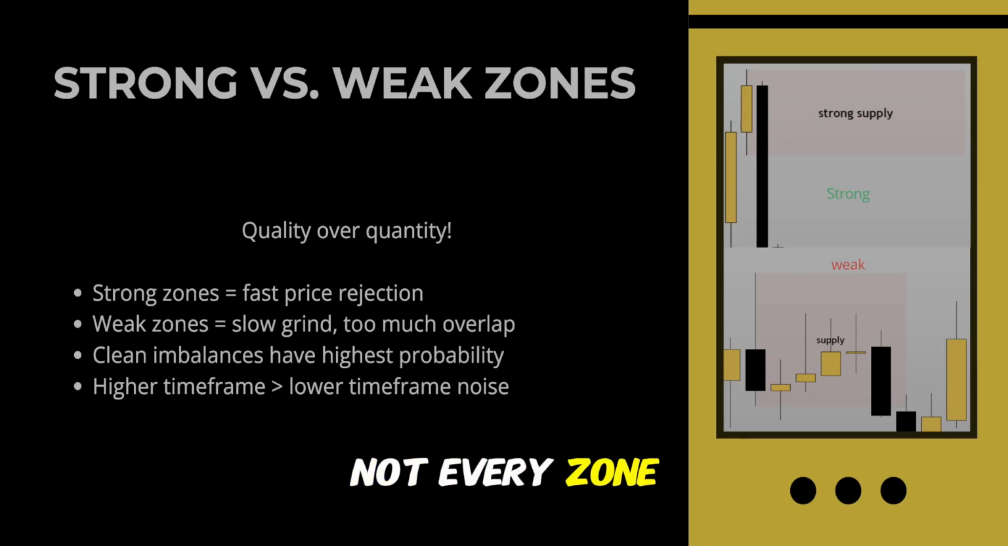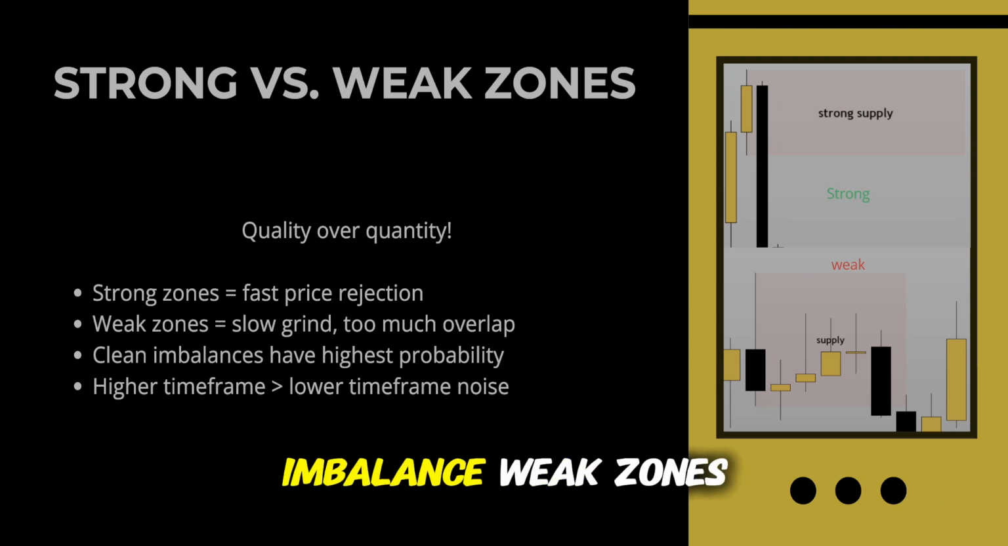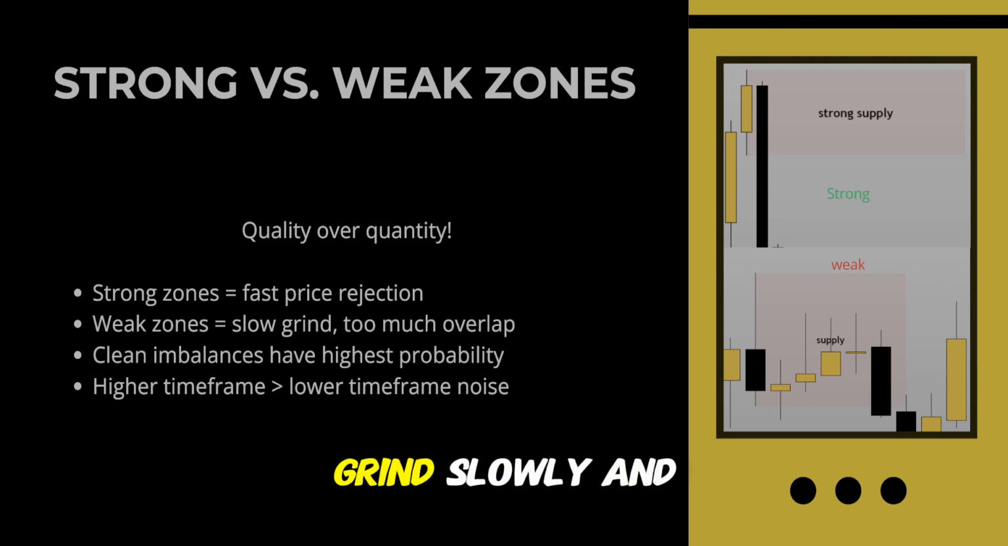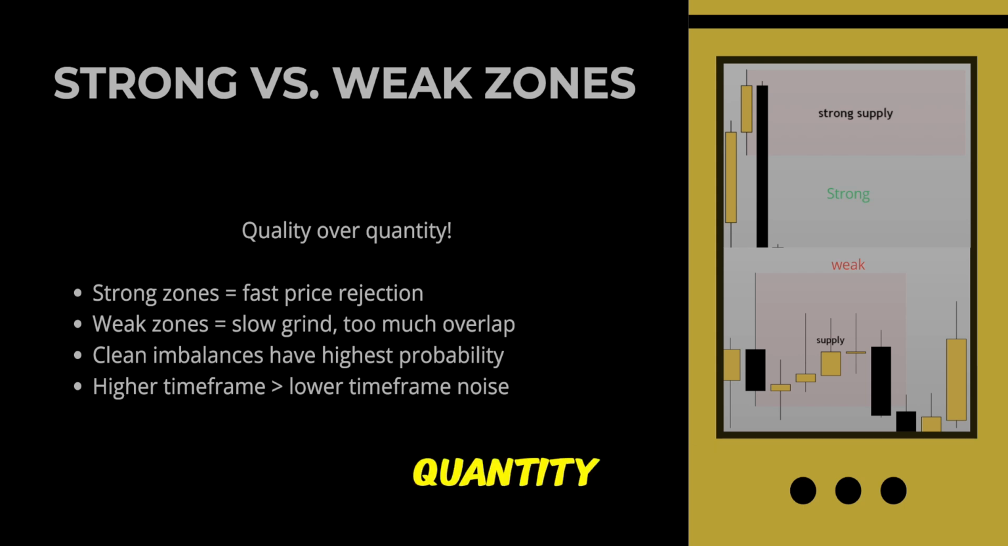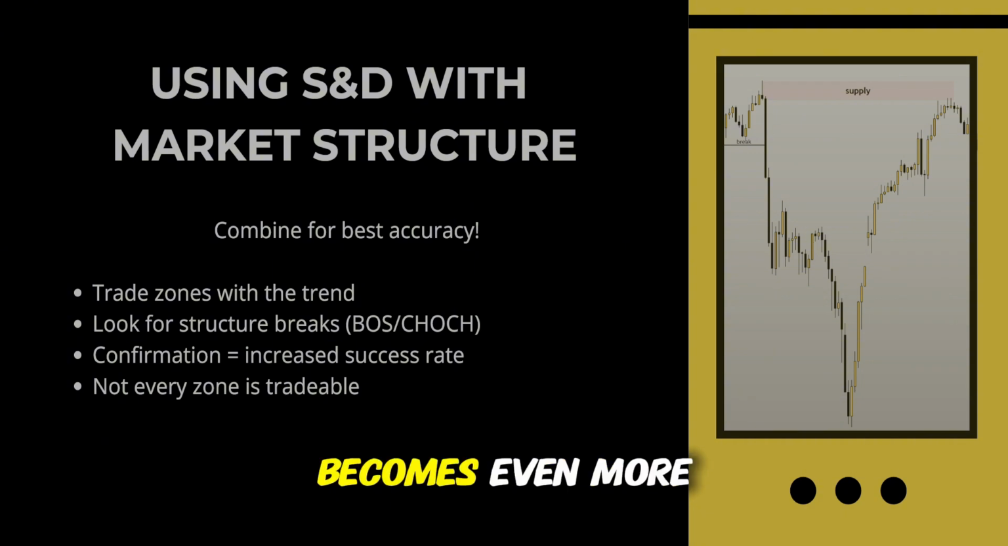Not every zone is equal. Strong zones reject price quickly with a clear imbalance. Weak zones grind slowly and usually fail. Remember, quality over quantity. Supply and demand becomes even more powerful when you combine it with market structure.